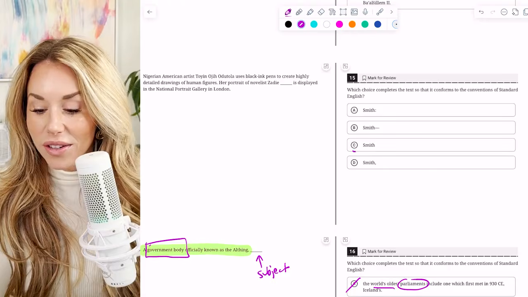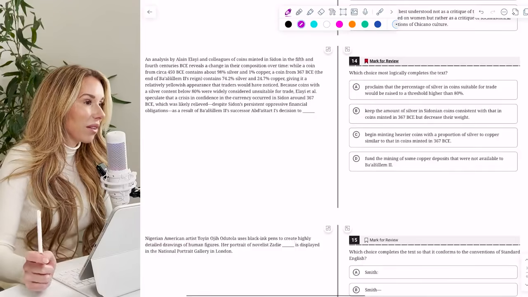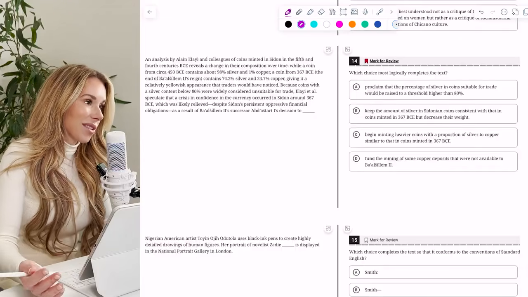All right, we have her portrait of novelist Zadie Smith is displayed in the National Portrait Gallery in London. I don't need any punctuation. You can read right through that. You guys, I didn't even pause. Let's just keep it simple.